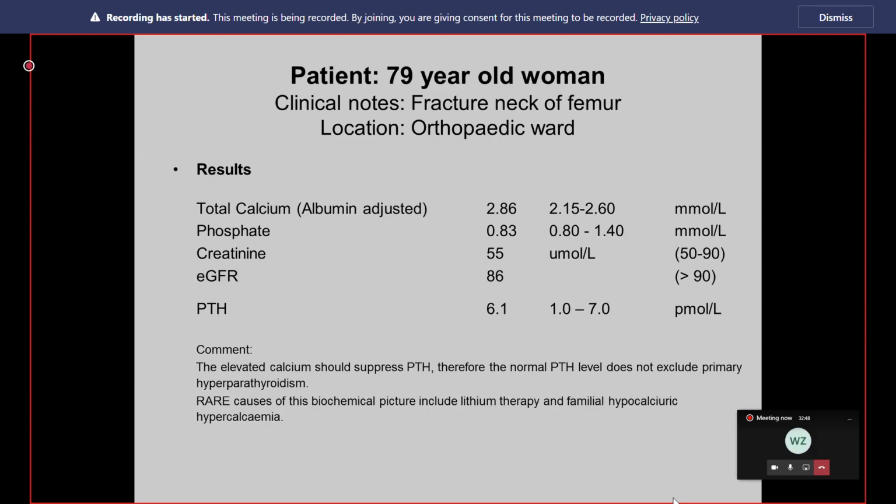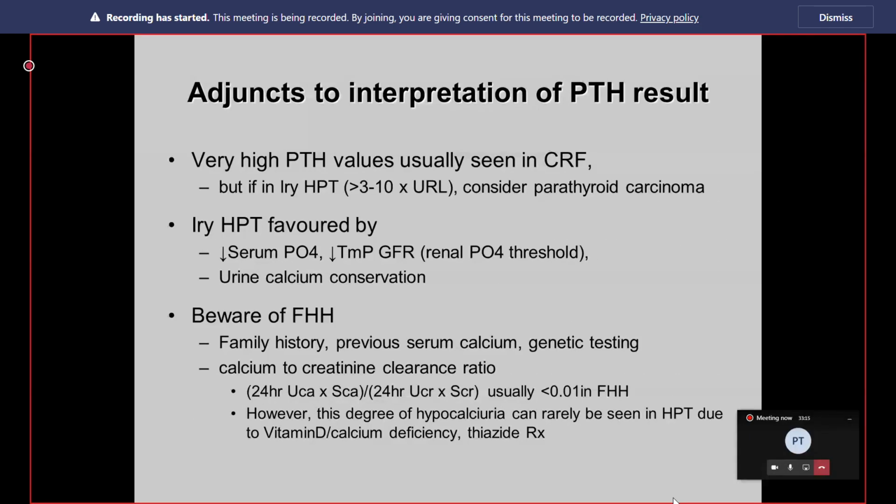We also mention rare causes of this picture. Lithium therapy can, in the long term, lead to a primary hyperparathyroidism-like picture. And the other rare condition is familial hypocalciuric hypercalcemia. I will speak on that later.